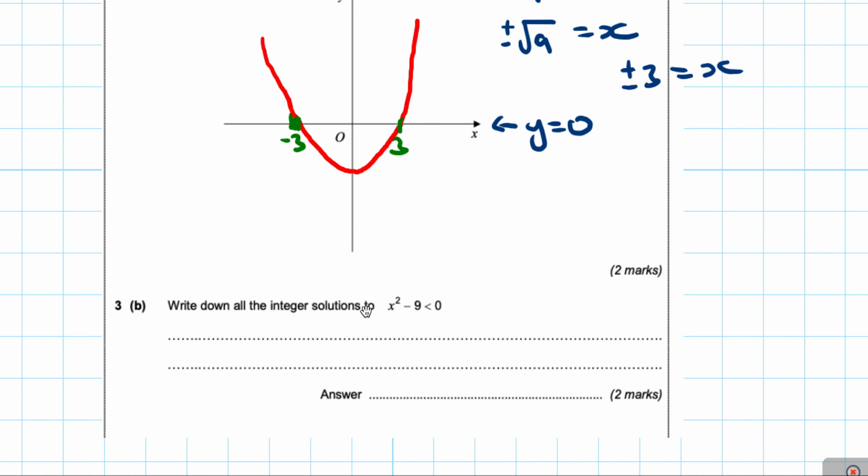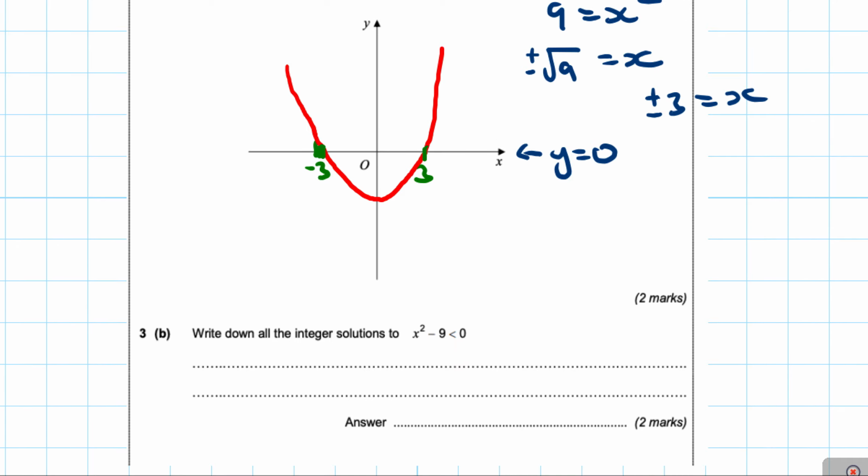The next one then is write down all the integer solutions to x squared minus 9 is less than 0. So for here, we are interested in anything where the y value, so remember that this is equivalent to y, so when y is less than 0. So that is going to be all of these values here underneath the x-axis. One thing to be careful of, that there is no equals to sign, so therefore we cannot include minus 3 or 3, because that's when it's equal to 0. But it'll be every other integer value here, so it's going to be minus 2, minus 1, 0, 1, and 2. Those all values will fit in. Again, you can test this by plugging those values into the equation. You should get a negative value.